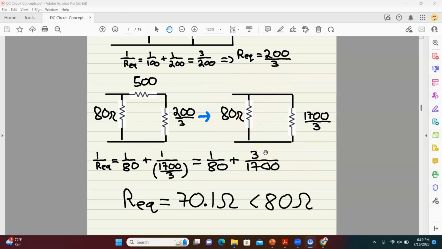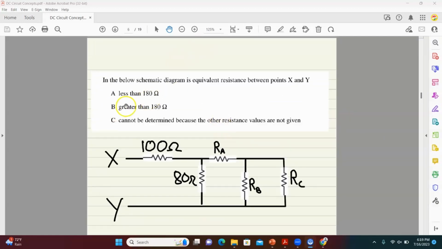The key takeaway point is whenever you have resistors in parallel, it doesn't matter how many there are. There could be more than 2. The equivalent resistance is always smaller than any of the individual resistors. Therefore, the answer to this problem is less than 180 ohms, because you're going to have a 100 ohm resistor in series with a resistor that's smaller than 80 ohms.